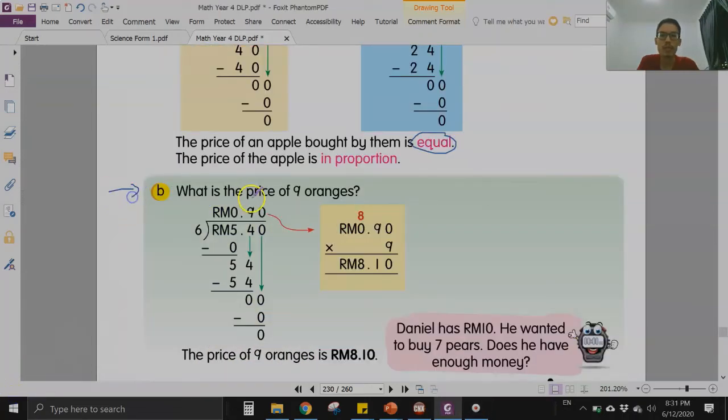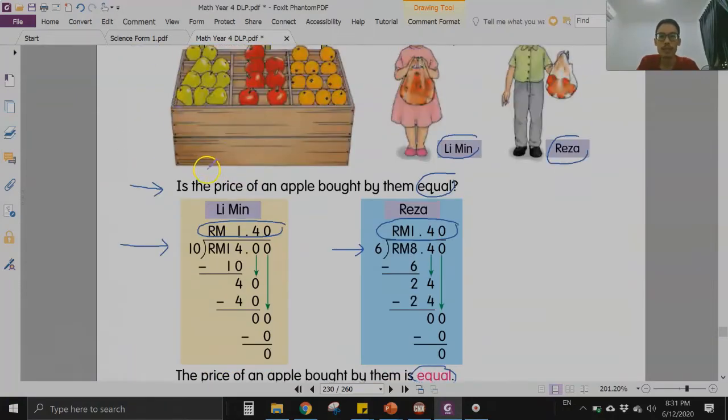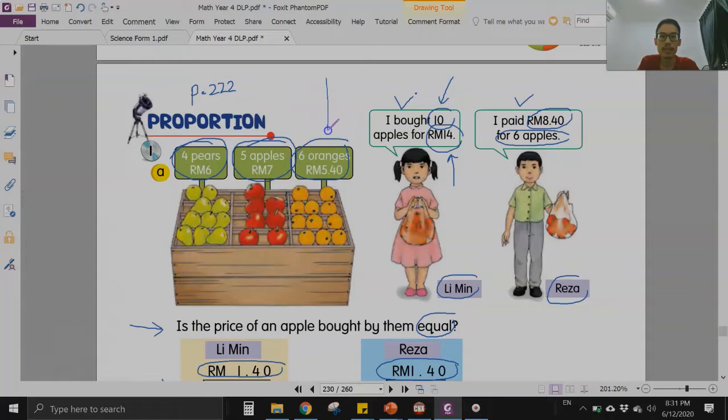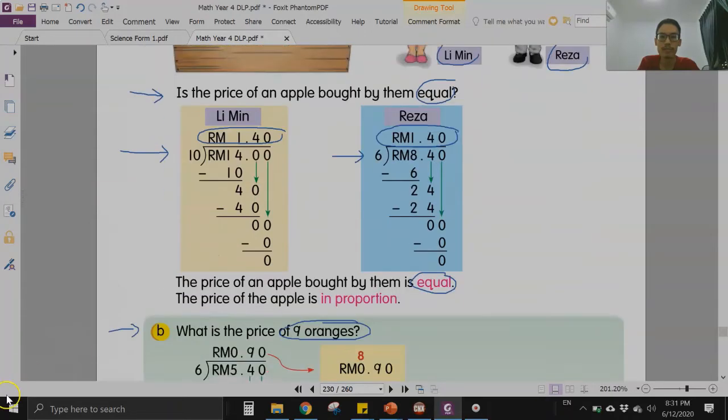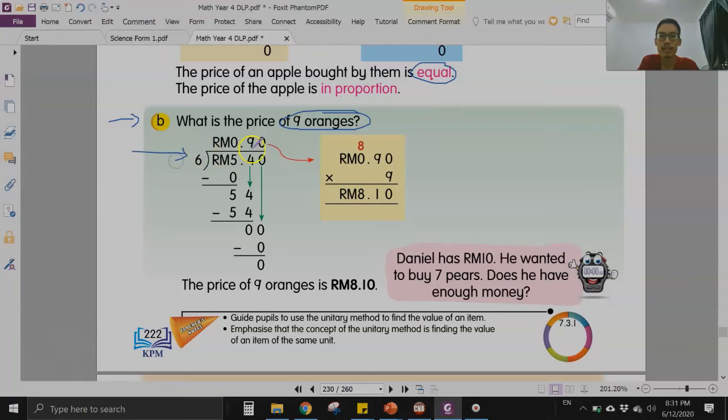Question B: what is the price of 9 oranges? We can see that here the picture tells us that 6 oranges costs 5 ringgit 40 cents. So you have to find out the price of 1 orange first. Cari harga sebiji orange dulu. So 5 ringgit 40 cents divided by 6, you get 90 cents. So 1 orange, sebiji orange, is 90 cents.